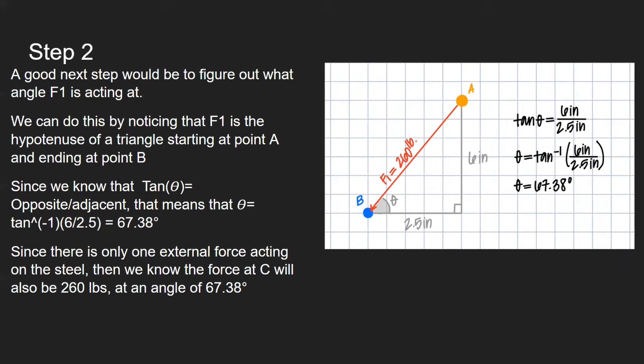Since there is only one external force acting on the steel, we know that the force at C will also be 260 pounds at an angle of 67.38 degrees.